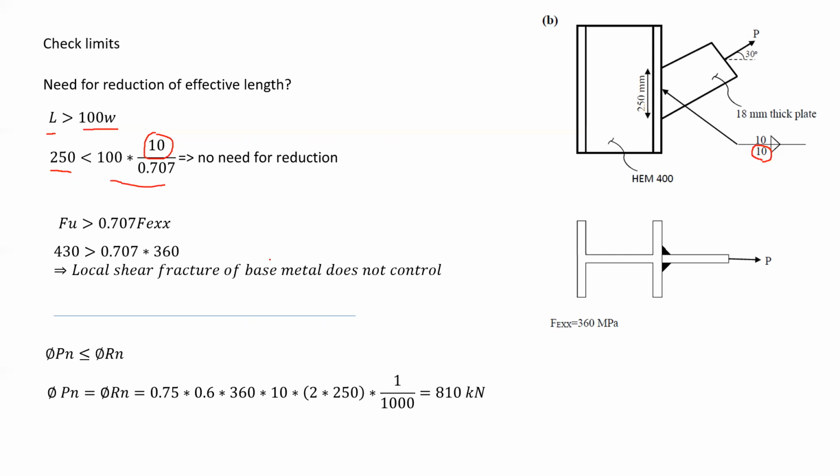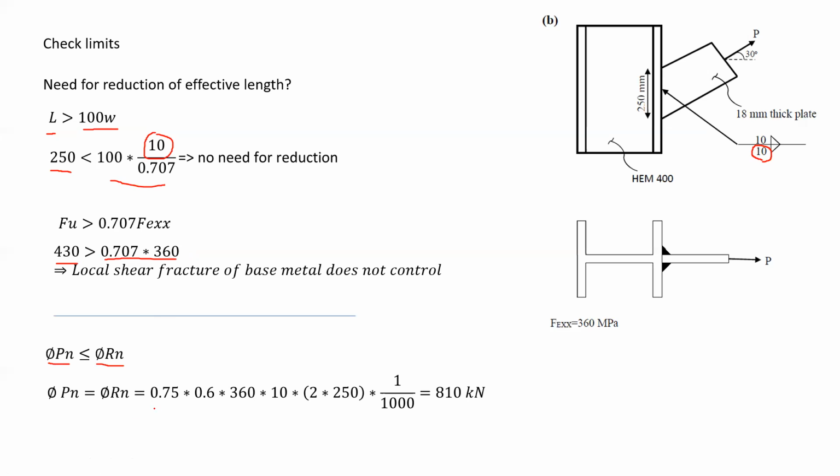Now continuing, we want to check if there will be local shear fracture of base metal. Again, I will take a look and check if the base metal is strong enough. And again, 430 is bigger than 0.707 by 360. That means that the failure will be in the weld itself for sure. After that, similar to what we have done previously, I will consider that the factored load, applied load, is less than the capacity of the welds.